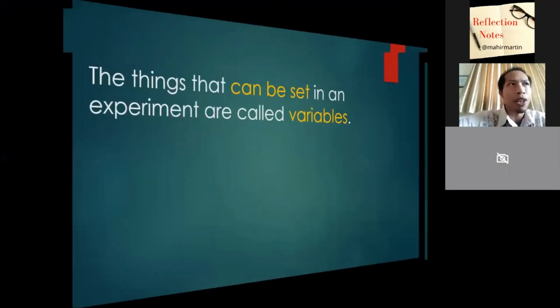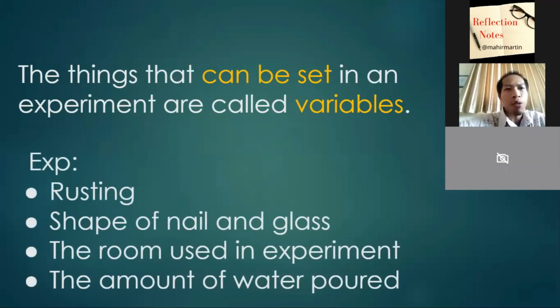So we have many variables here. If I'm stating them here, we have the rusting, which is the one that we want to prove. This is also a variable. The shape of the nail, the shape of the glass, and the room that we use in the experiment contains the same air, so the same oxygen. So these are also variables. And the amount of water poured in the glass is also a variable. There are many other variables we can write down in this experiment, but those are the ones familiar with this experiment. Okay. So these are the important variables.